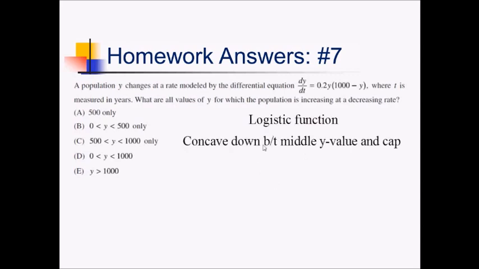So we're concave down between the middle y value and the cap, the carrying capacity. What is our carrying capacity on this? It's 1,000. This is already in kp times m minus p form, so the carrying capacity is 1,000. This population is capped out at 1,000. That means between 500, which is half of this, and 1,000, we're going to be concave down in terms of how this thing is growing. So concave down for 500 to 1,000 means we're dealing with choice C.